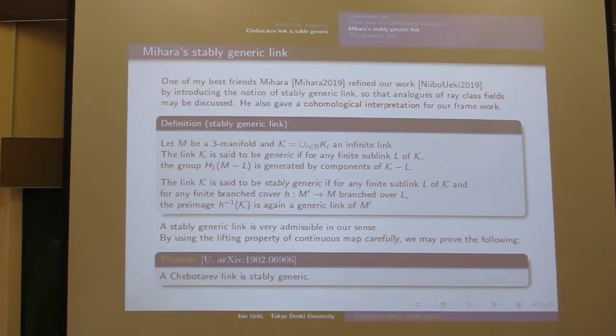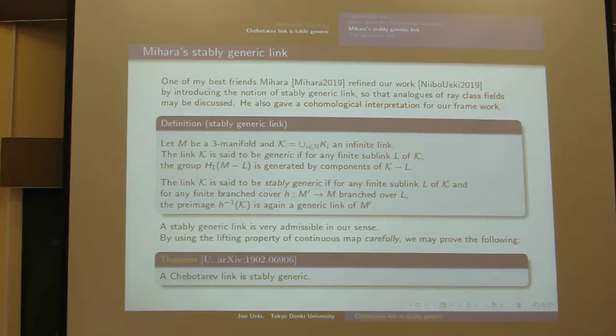Next, I'd like to explain another infinite link. One of my best friends, Mihara, developed our work by introducing the notion of stably generic link so that an analog of Hilbert class field may be discussed. It also gave a homological interpretation for our framework. Here is the definition. Let M be a three-manifold and script K be an infinite link. The link K is said to be generic if for any finite sublink F of K, the first homology group of the exterior is generated by the components of K minus F. It is said to be stably generic if for any finite sublink L of K and for any finite branched cover branched over L, the preimage is again a generic link.